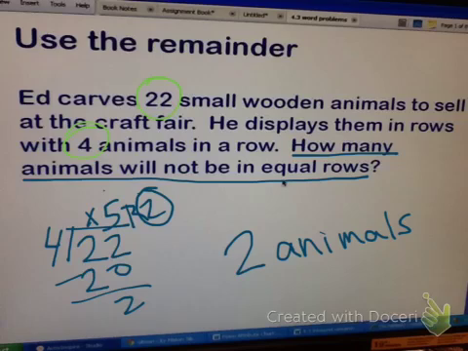Now, what I showed them earlier today was I crossed this off, and I asked a question like, how many full rows of 4 animals will there be? Well, the answer would then be 5. So even though their math can be the same, their answers will be different depending on what the question is.